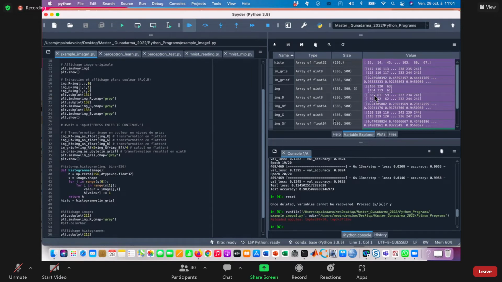It's an integer on 8 bits, and it means that we have unsigned, so only positive integers on 8 bits, so the values will be between 0 and 255, okay? As we want to do some mathematical operations, we have to transform these integers into float, okay? And that is what we do here. So that is what I have.